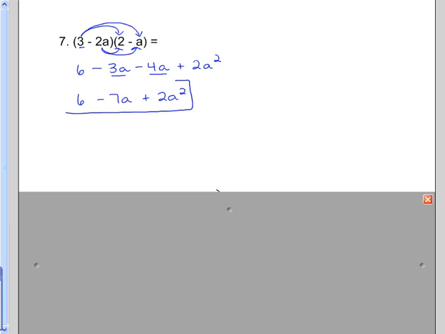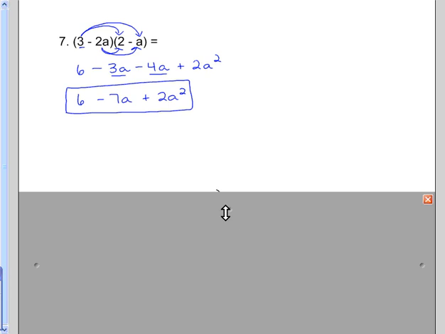Now this would be just fine if you wanted to type in the answer like this, or if you wanted to put it in descending order, you could, which would be the 2a squared minus 7a plus 6. Okay, but you don't have to. You can leave it in this order.